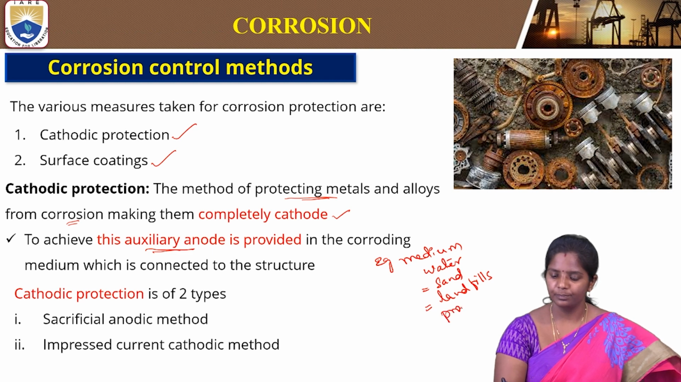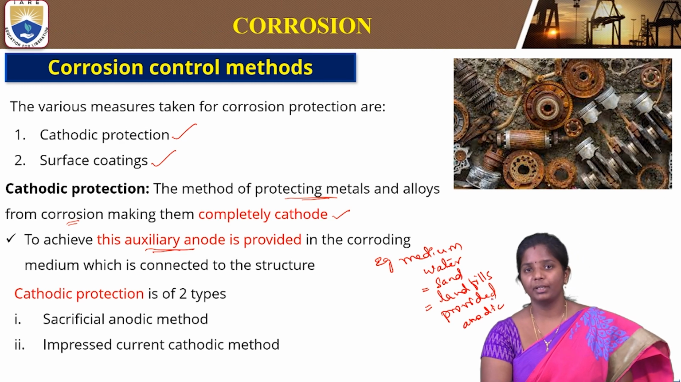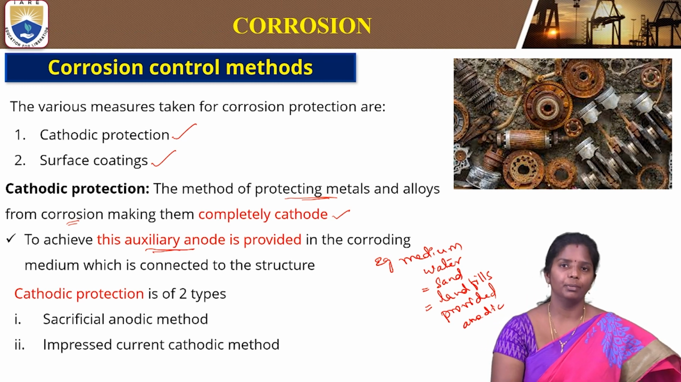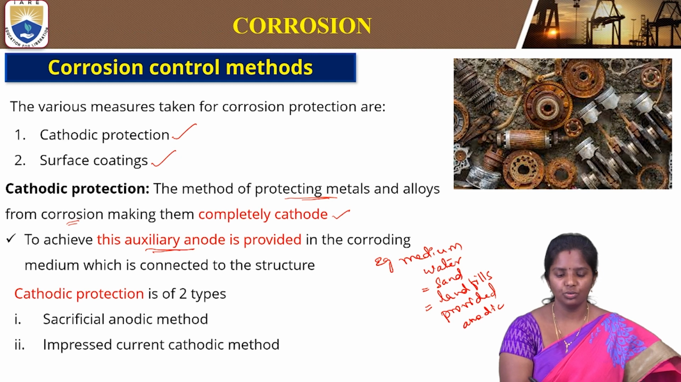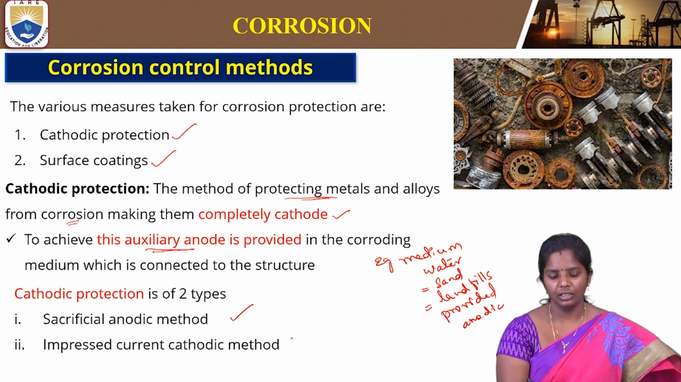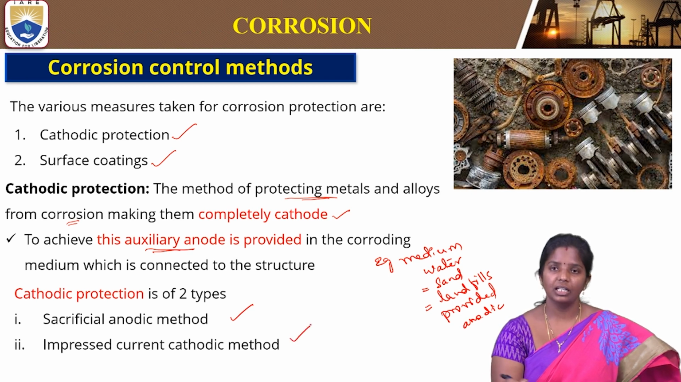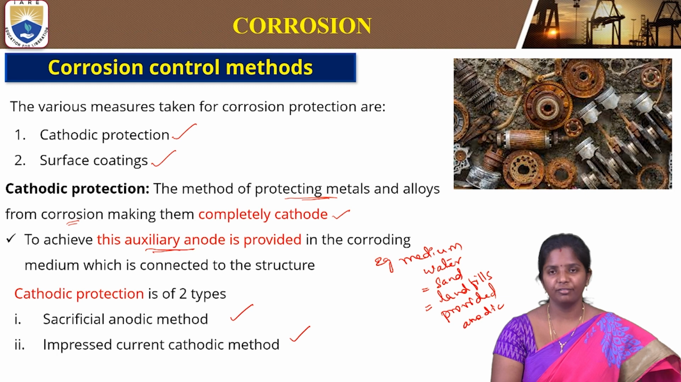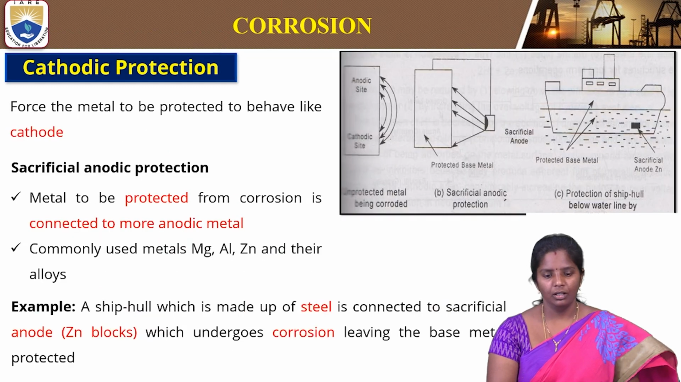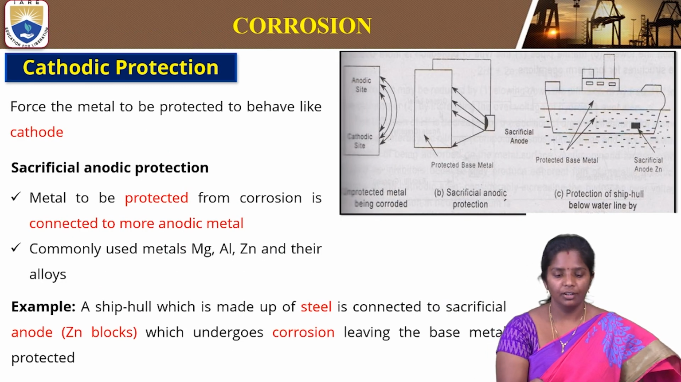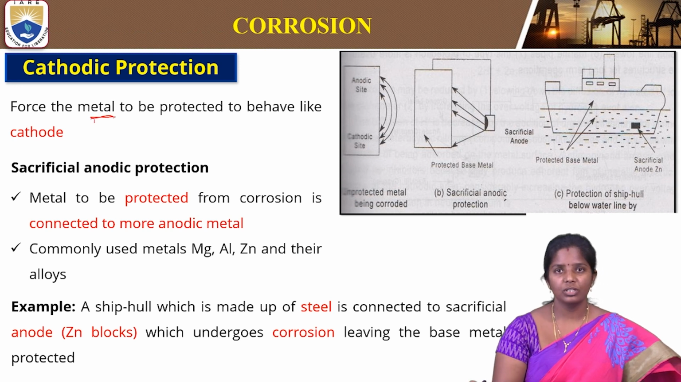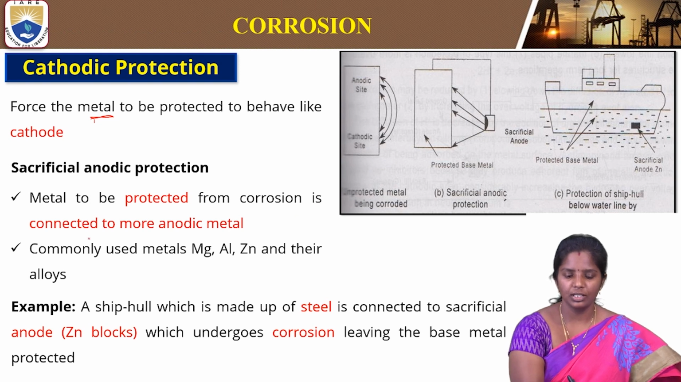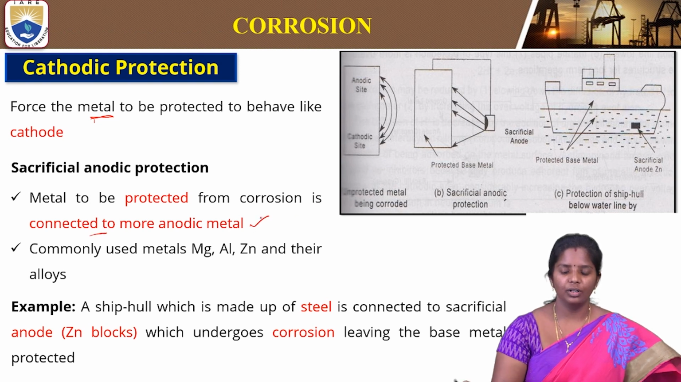We will be providing an anode, so that our metal of application will become cathodic, and therefore it will be protected. This is of two types again: the sacrificial anodic method and the impressed current cathodic method. We will see in detail what these two methods of cathodic protection are. In cathodic protection, we force the metal to act as a cathode. The metal to be protected from corrosion is connected to a more anodic metal.